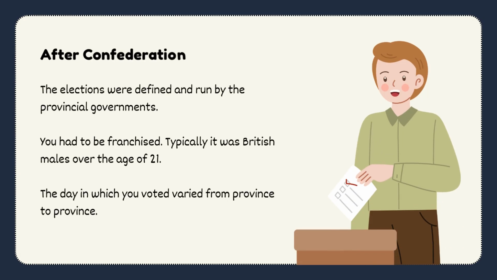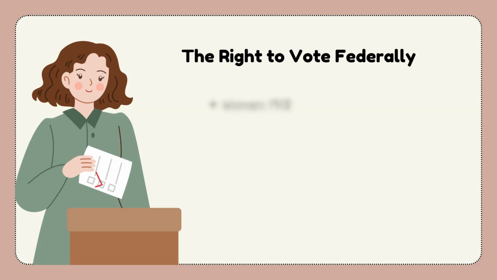After Confederation, the elections were defined and run by provincial governments. So you had to be franchised in order to vote, and typically that was British males over the age of 21. The day on which you voted varied from province to province because the provinces set the date, and so by the time some provinces voted, there was already a clear winner.